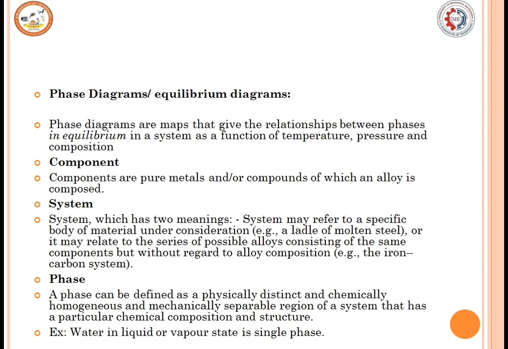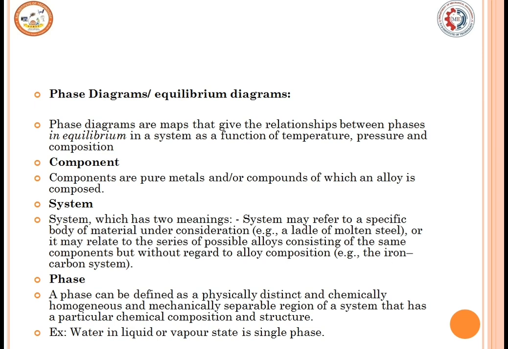Further, what is a phase diagram? Phase diagrams are maps that give the relation between phases in equilibrium in a system as a function of temperature, pressure, and composition. So what is a component? Components are pure metals or compounds of which an alloy is composed. What is a system? System has two meanings. System refers to a specific body of material under consideration. It may also relate to the series of possible alloys consisting of the same components but without regard to alloy composition. What is a phase? A phase can be defined as a physically distinct, chemically homogeneous and mechanically separable region of a system that has a particular chemical composition and structure.